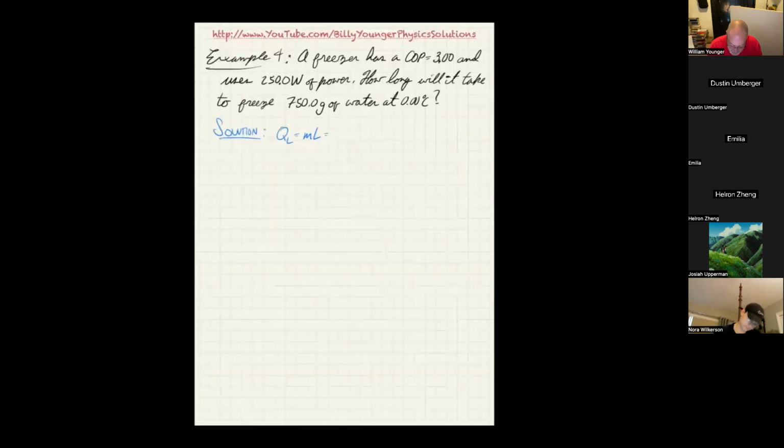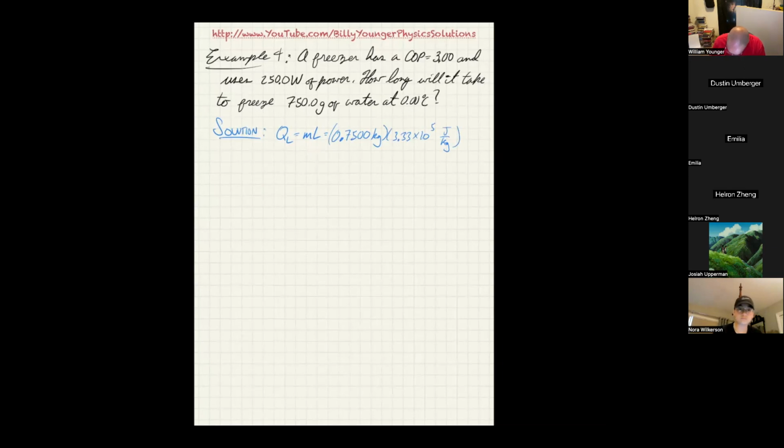So I can immediately say that the mass is going to be 0.7500 kilograms times 3.33 times 10 to the fifth joules per kilogram. So that's the actual latent heat, is 3.33 times 10 to the fifth joules per kilogram. If I multiply that, I want to say 0.75 times 3.33 e to the fifth. And that gives me 2.498.